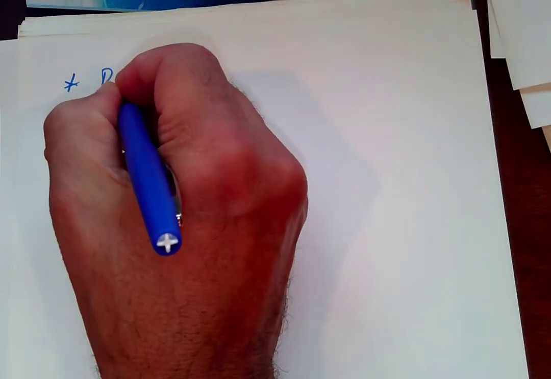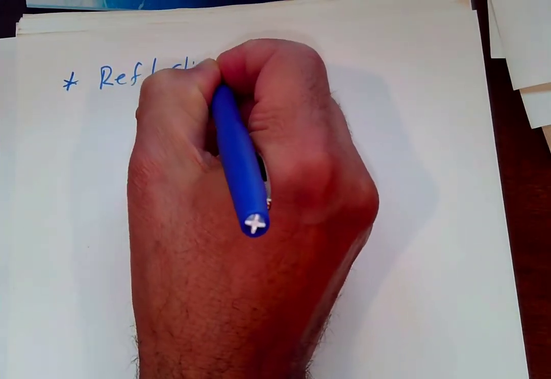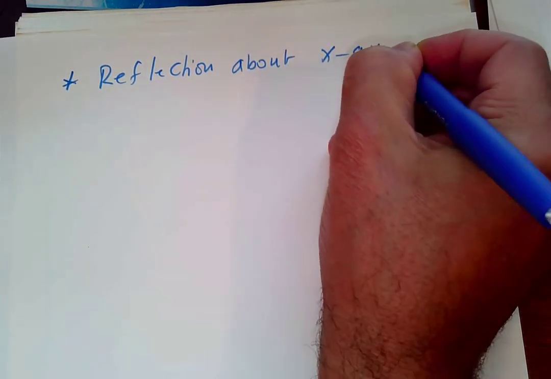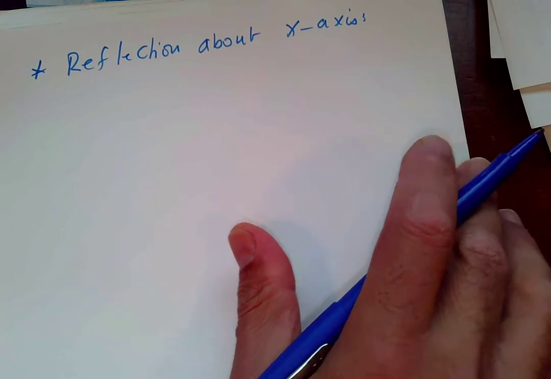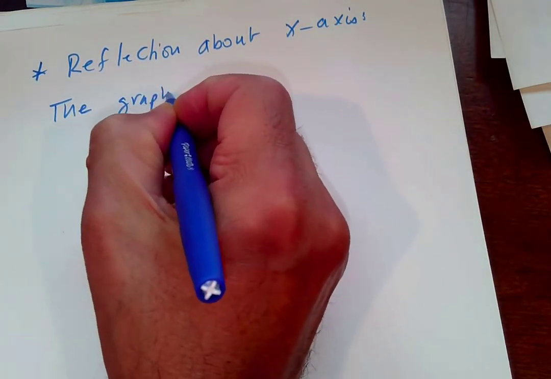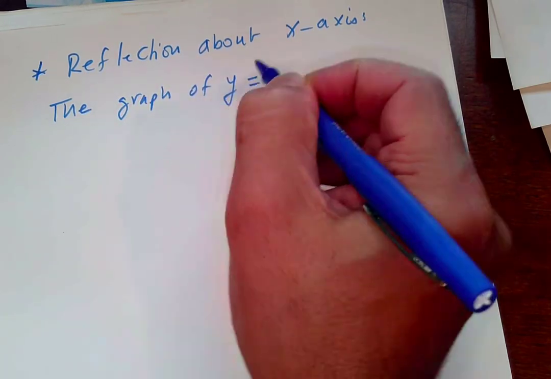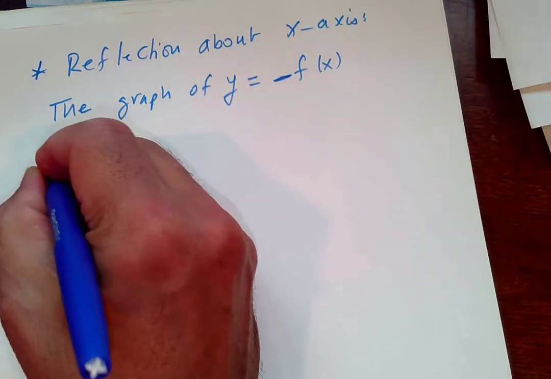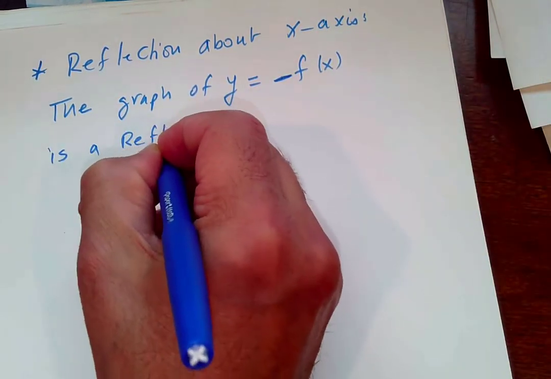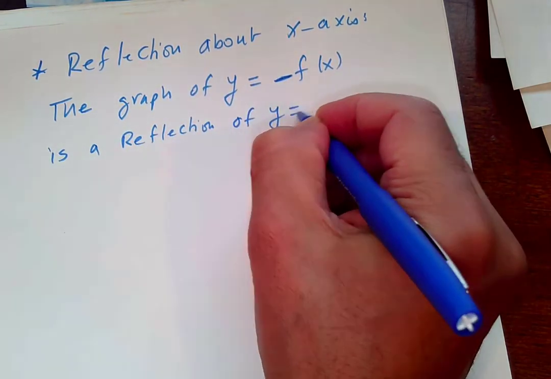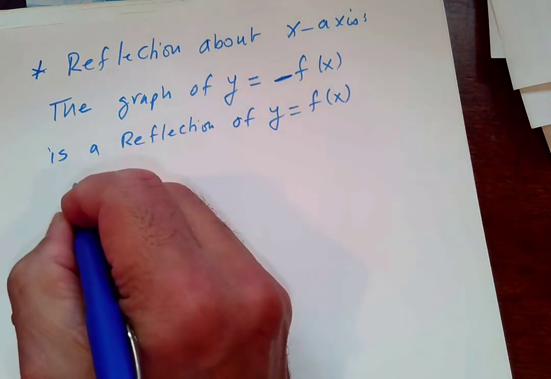Then if you have a reflection about the x-axis, when does that occur? Reflection about the x-axis. This happens when you have a negative in front of f of x. So the graph of y equals negative f of x, you have a negative in front of f of x, is a reflection of y equals f of x in the x-axis.